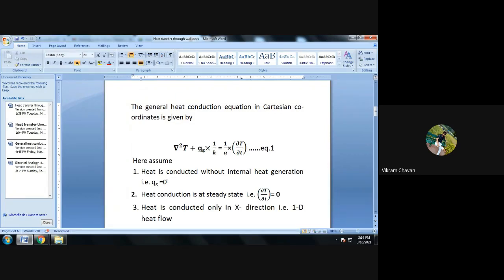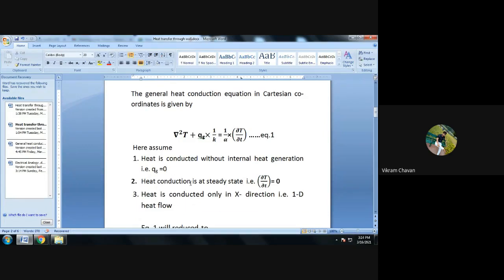So we can say that the heat generation per unit volume per unit time, that is small q suffix g, is equal to zero. This is our first assumption: internal heat generation is equal to zero. And the second assumption is what? The heat conduction is at a steady state. Steady state means there is no temperature change with respect to time. So we consider that partial T divided by partial t, that is the temperature change with respect to time, is equal to zero.